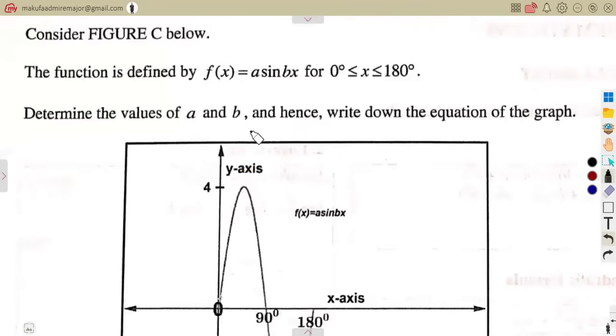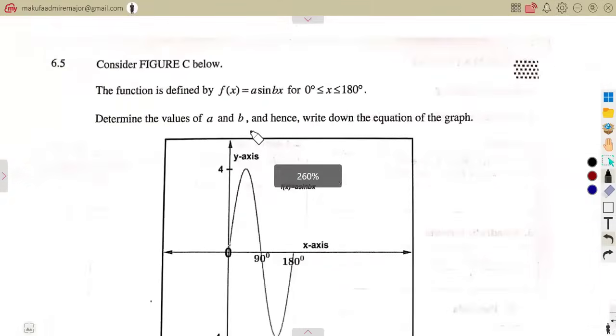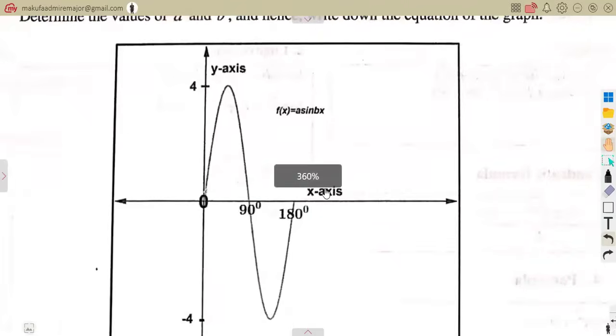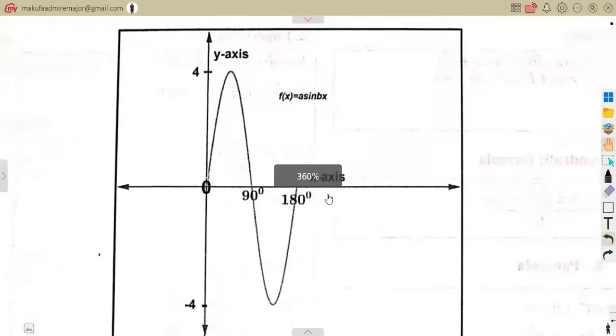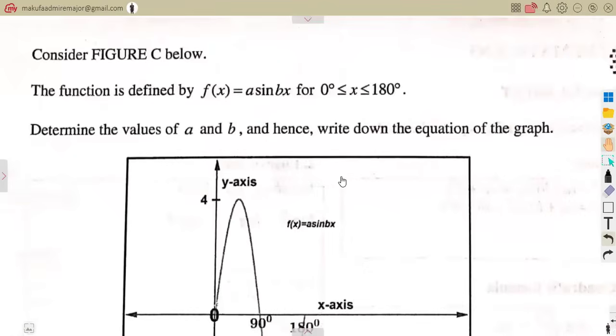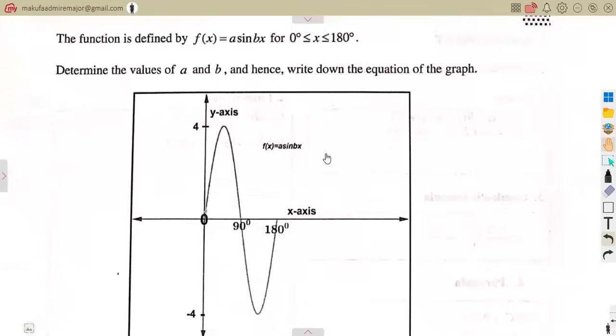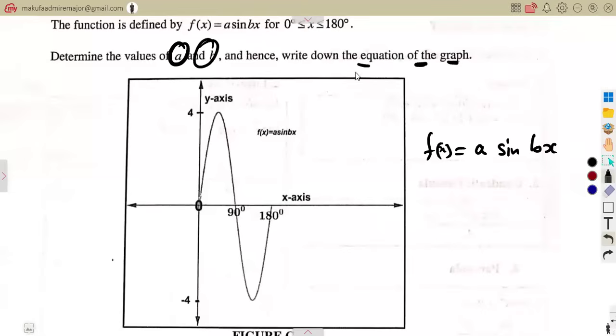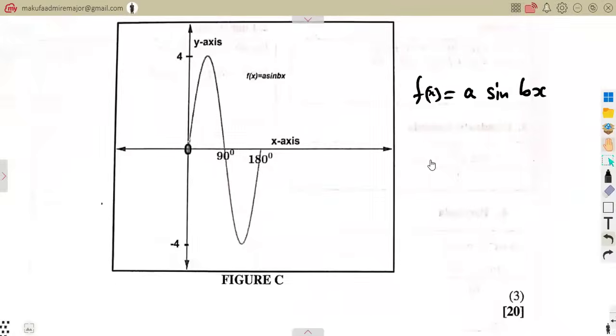So these can be typical questions that you might be given. All right, consider this figure below. There's a figure C that we are given, something like this. It is actually a graph of f of x, which is equal to a sine bx from 0 to 180, okay? So this is a function of a sine bx from 0 to 180, like the whole interval. Determine the values of a and b, hence write down the equation of the graph. Hence, like after finding a and b, okay?